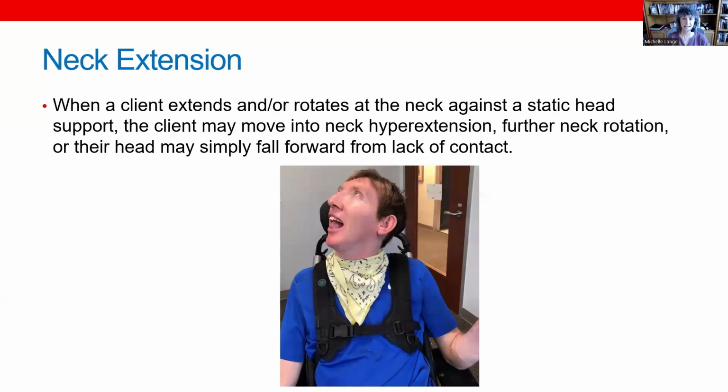If the client is extending or rotating their neck against a non-yielding head support, then the client may move into neck hyperextension, further rotation, or their head may simply fall forward because they've lost contact with the head pad of the head support.